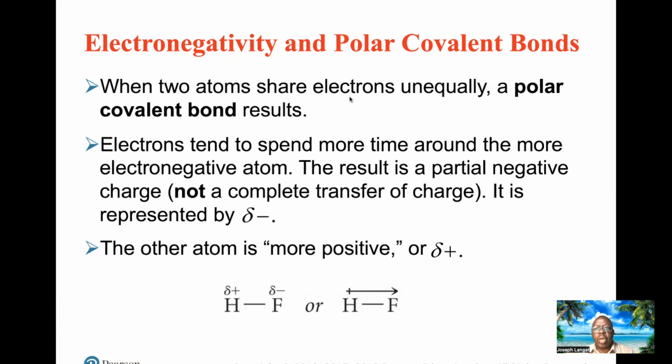When atoms share electrons unequally, a polar covalent bond results. For example, in hydrogen fluoride, from what we know now, fluorine is more electronegative. It will pull electrons toward itself, where delta positive means an electron-poor region of the molecule. Delta negative means an electron-rich portion of the molecule.